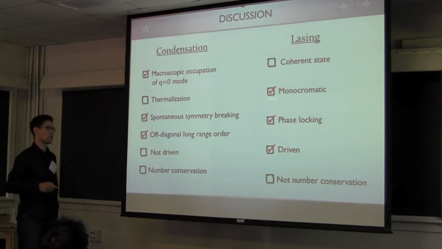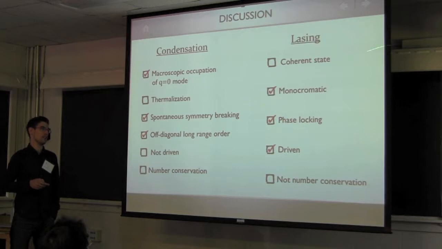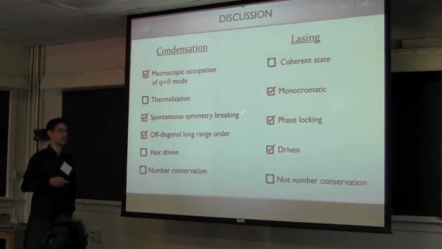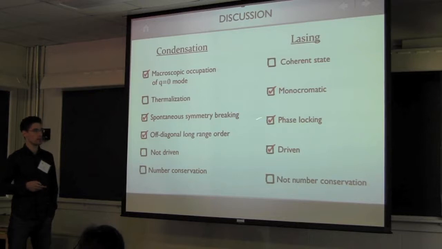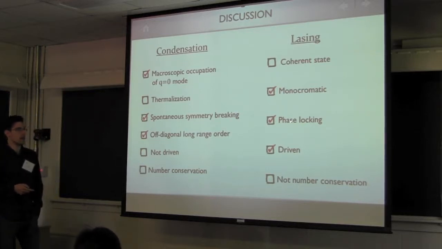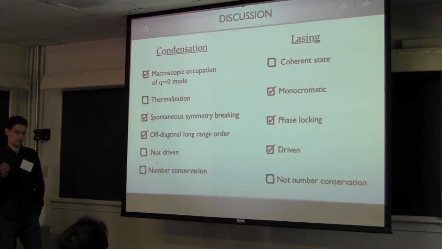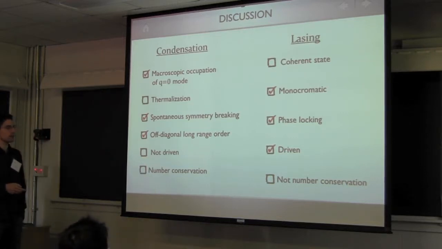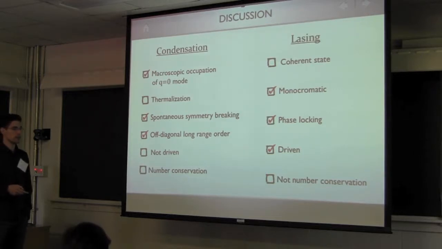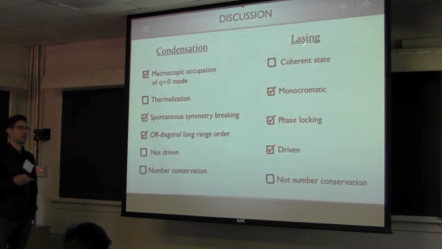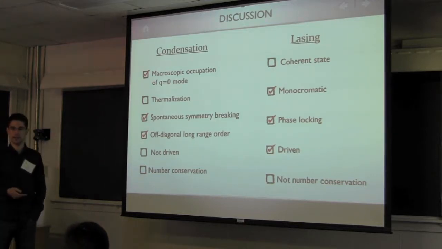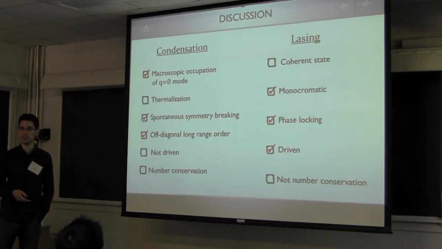It's difficult to say what the monochromaticity characteristic of a laser is in this context, but it should work at a specific frequency. So in this sense, we could say that our system is monochromatic. Phase locking is the fact that the phase acquires a specific value after the transition, so in this sense it's similar to this spontaneous symmetry breaking. The system is driven as well as in the laser, and in the laser the particle number is not conserved, and here, as I have said, the particle number is conserved by the scattering process.